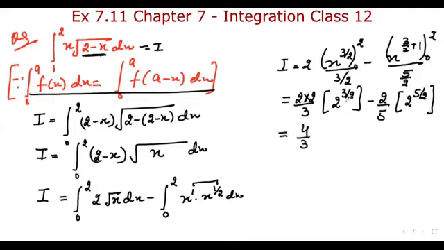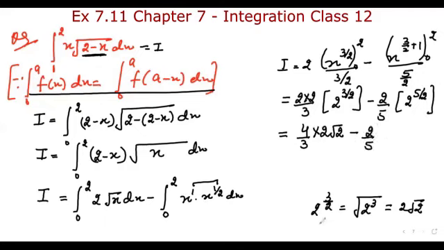2 power 3 by 2, just understand this. 2 power 3 by 2 means square root of 2 power 3, and square root of 2 power 3 is 2 root 2. So I'm taking this term as 2 root 2. Similarly, minus 2 by 5, this will be 2 power 5 by 2. So this will be square root of 2 power 5 and it will be 4 root 2. Very important. So it is 4 root 2.